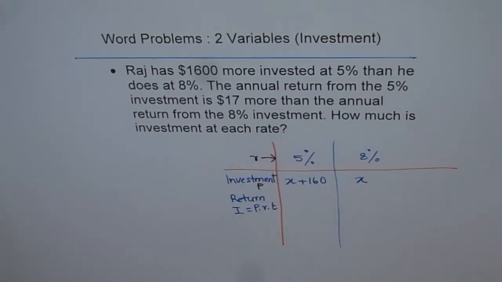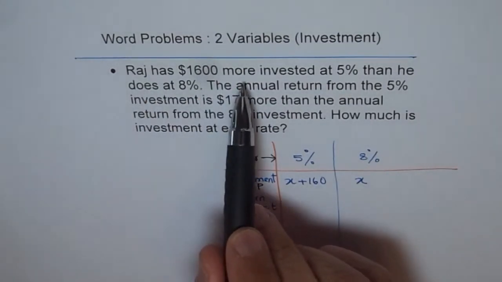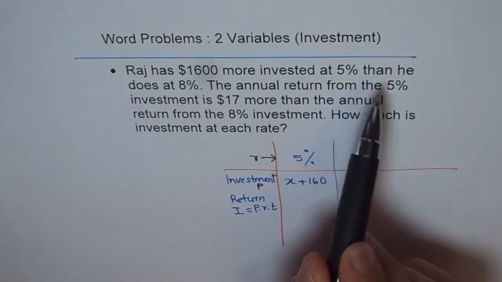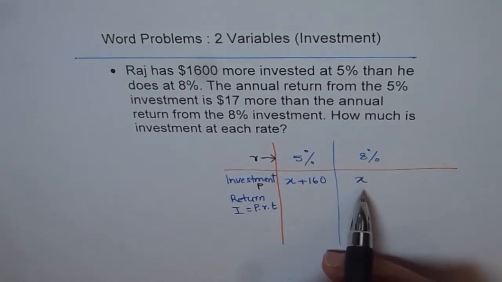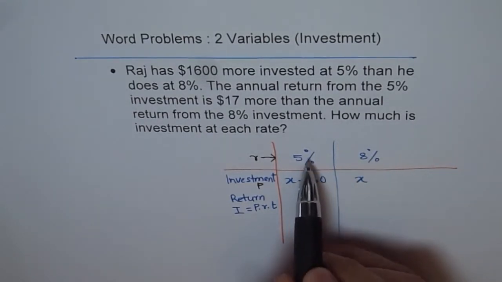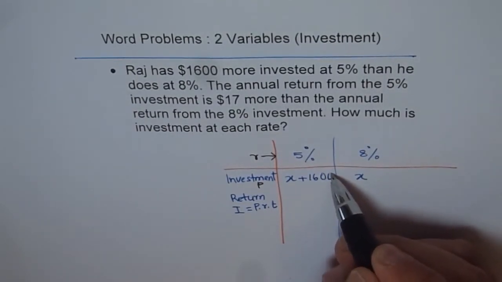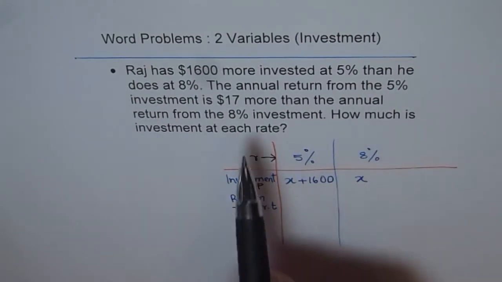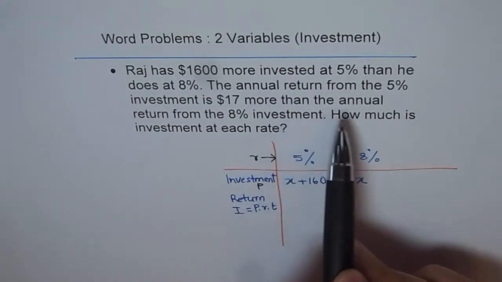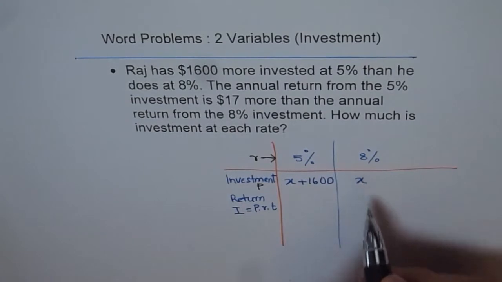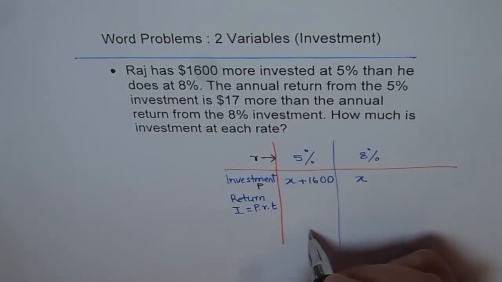So let's read the question once again to get our second equation. Raj has $1,600 more invested at 5% than he does at 8%. That's the first equation: on 8%, X dollars has been invested, and on 5%, X plus 1,600. So let me correct this: 1,600, right? Okay. The annual return from the 5% investment is 17 more than the annual return from 8%. So let's calculate what is from 8%. We'll add 17 to that and get the return from 5%.